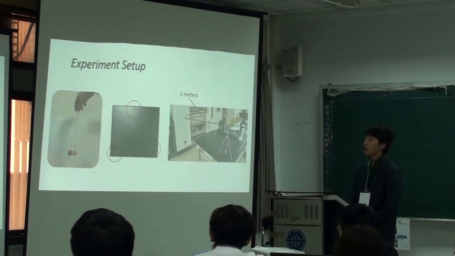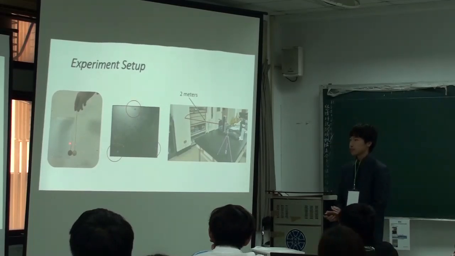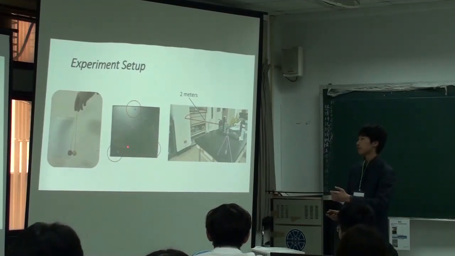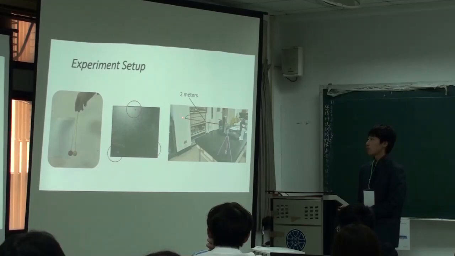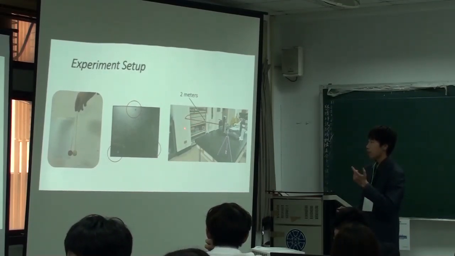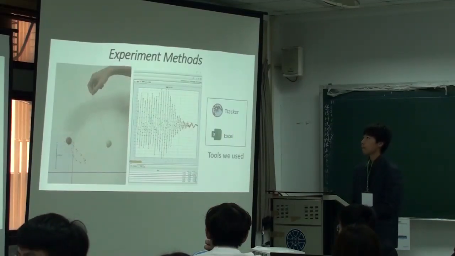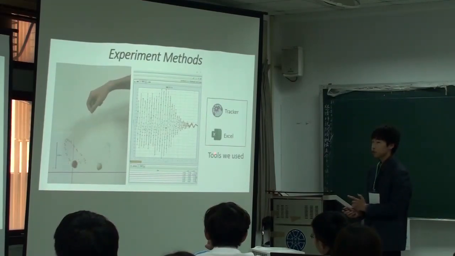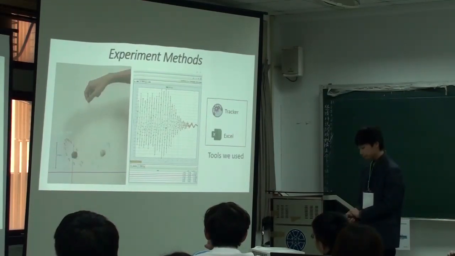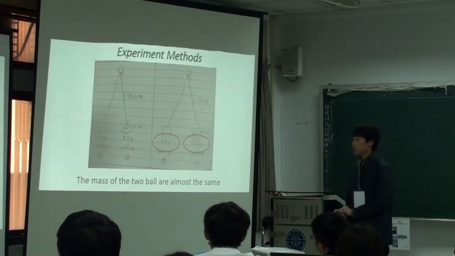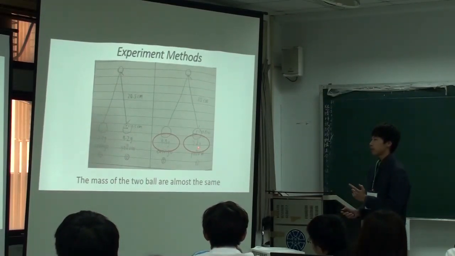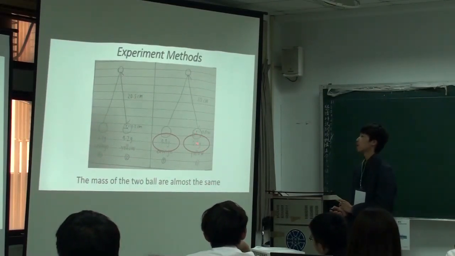Experiment setup. We place a scale with 5 centimeters on the wall and use stickers to make sure the camera is in the same place. We put the camera 2 meters from the wall and make sure it is parallel. Experiment method. We record the video and use Tracker and Excel to analyze it. One ball is 7.7 grams, another is 7.8 grams, and the radius is 1.5 centimeters.